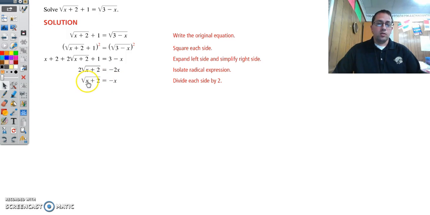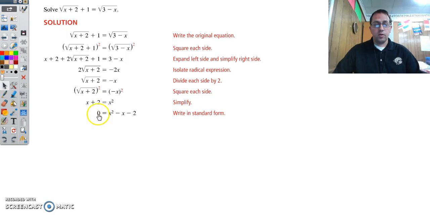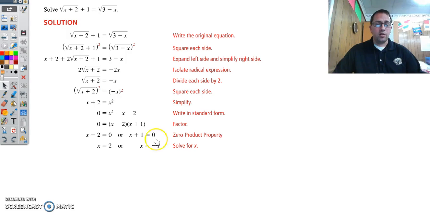All right? So we square both sides and we end up with x plus 2 equals x squared. That's another quadratic equation, so we want to set this in standard form, put it equal to 0. This will factor out fairly nicely, so take both of these, set them equal to 0, and we end up with x equals 2 or x equals -1. But we do have two solutions, and we need to make sure they work.